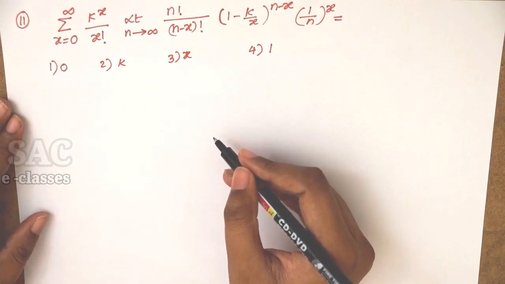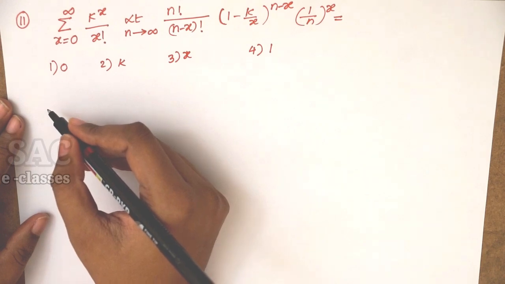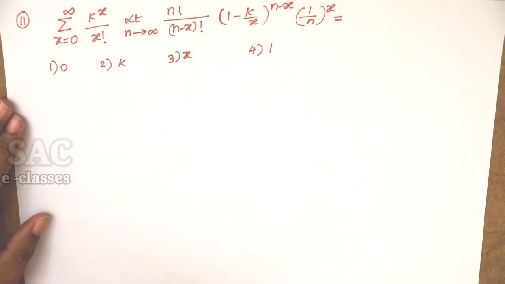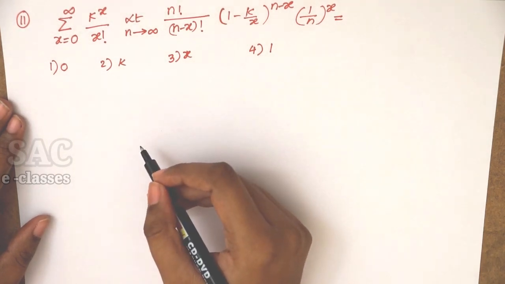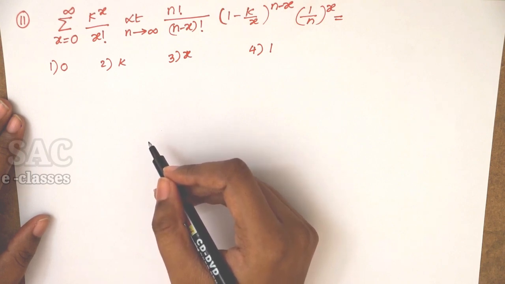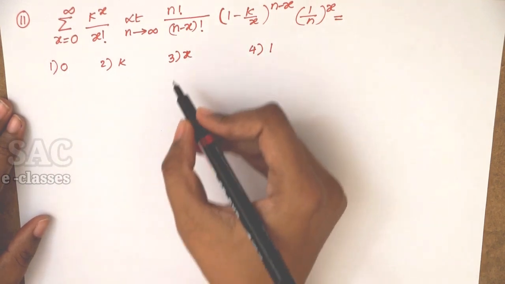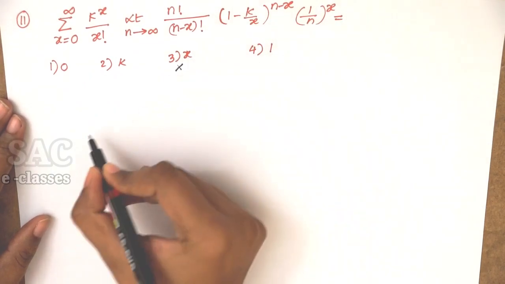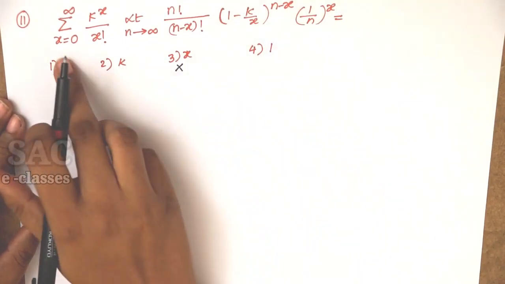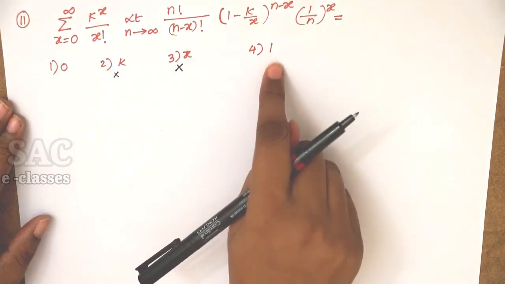Now look at the 11th problem. Here, sigma x equal to 0 to infinity k power x by x factorial into limit n tends to infinity n factorial by (n minus x) factorial into (1 minus k by x) whole power (n minus x) into (1 by n) whole power x, they are asking its value. The sum of these cannot be x, so let's eliminate the third option. Obviously it is about the sum, so k may not be an answer, so it is either 0 or 1.